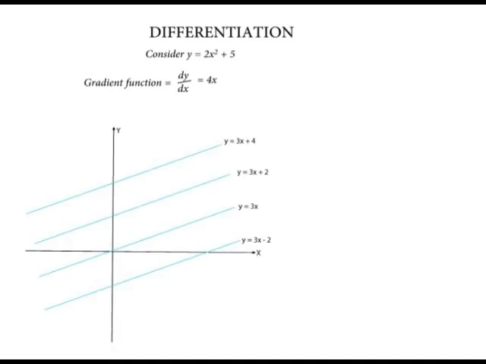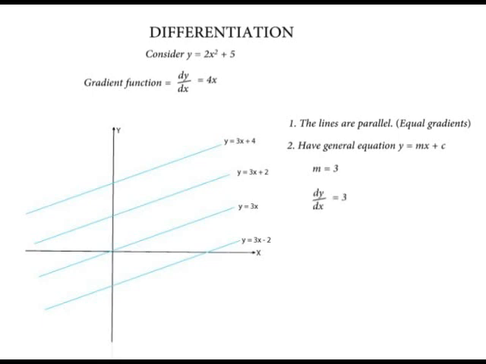Now consider this set of lines. Looking at them, they appear parallel. In truth, the lines are indeed parallel, and that's because they have the same gradient. If you compare their equations with the general equation of a straight line, y is equal to mx plus c, m in all cases is 3. In any event, if you differentiate all the functions, dy over dx will be equal to 3. So the only thing that differentiates them is the c, which is the y-intercept.